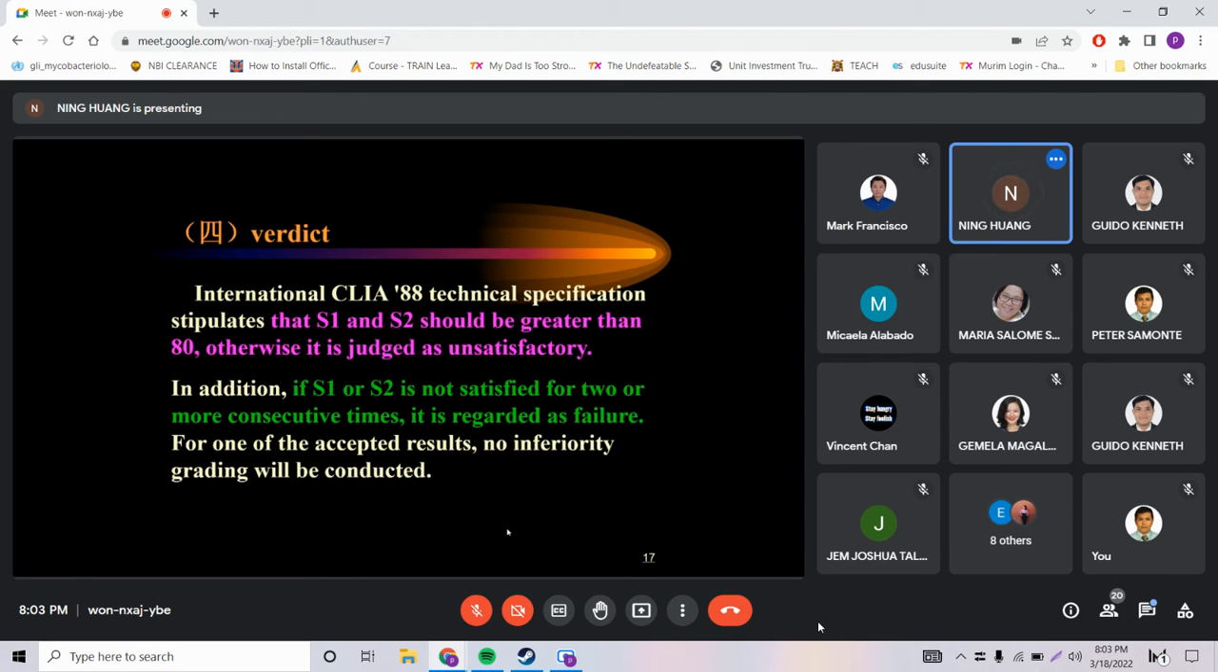Number 4, verdict. The international CLIA 88 technical specification stipulates that S1 and S2 should be greater than 80. Otherwise, it is judged as unsatisfactory. In addition, if S1 or S2 is not satisfied for 2 or more consecutive times, it is regarded as failure. For one of these accepted results, no inferiority grading will be conducted.